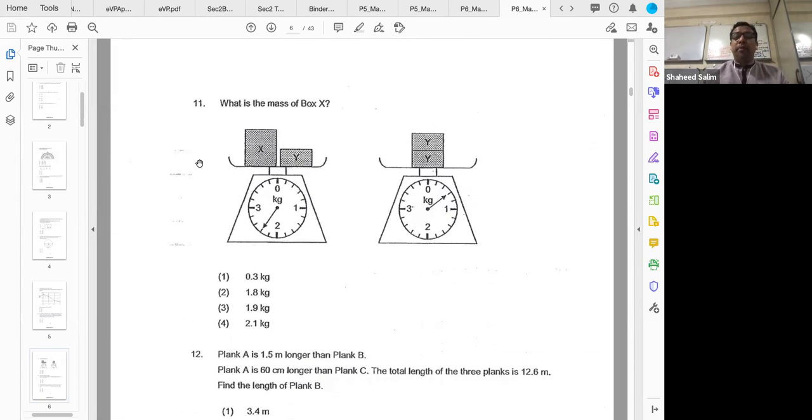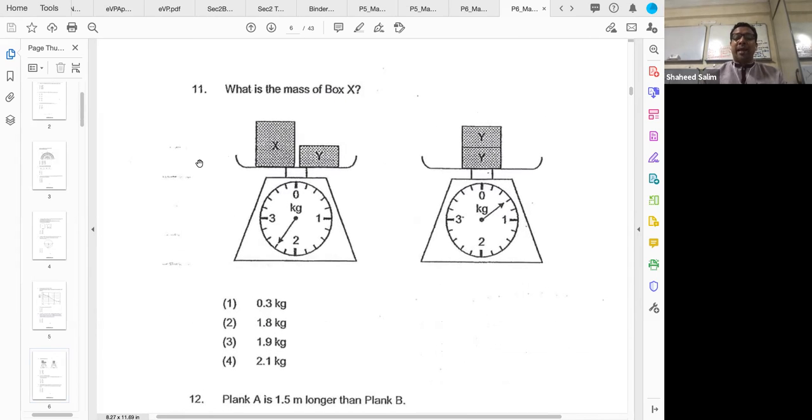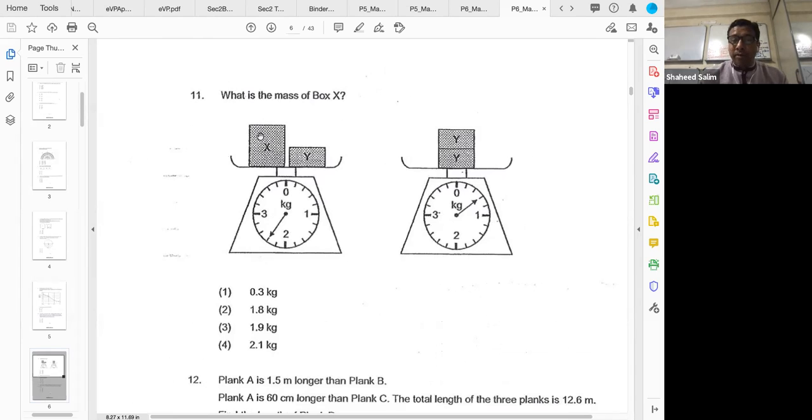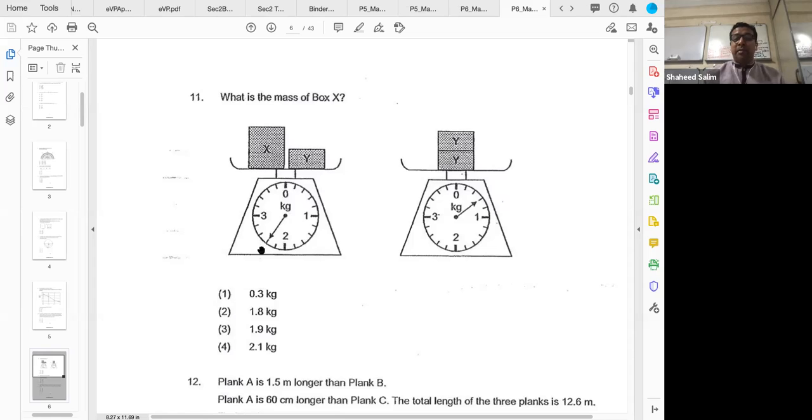This one now. First of all, let's identify. You know how many kg? Now they're asking you for box X, right? But how many kg is this? Anyone know? Akil, how many kg is this? Just tell me how many. 2.4. Well done.